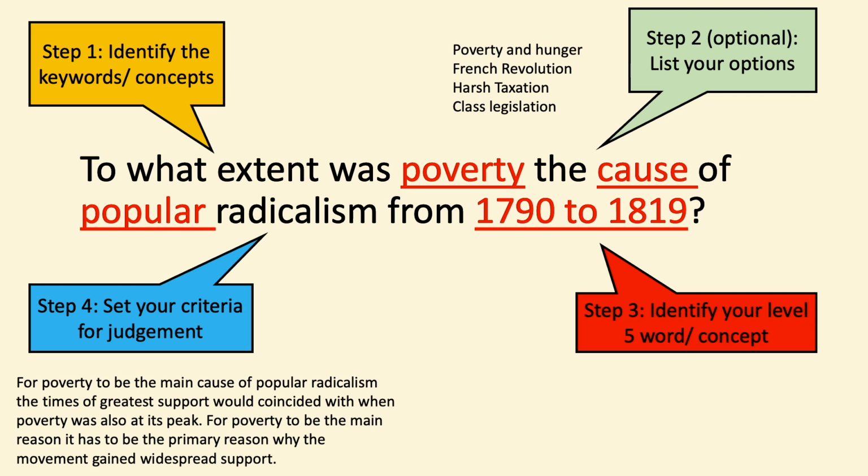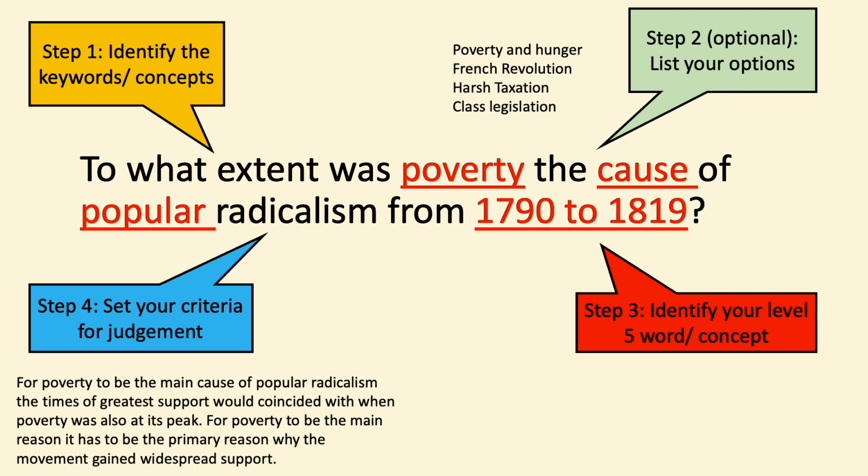So as per usual, we would go through the 4 steps. Step 1, as you can see, is identify the keywords or concepts, which I've done for you already on the question. Step number 2, list your options. A really good thing to do, even though it is technically optional. It will help you in the exam if it's a difficult question, and it helps you to think about the things that you could mention in this question and help keep your answers sharp and focused. That should only take you 60 seconds in the exam. It's not something you spend a lot of time on, and as you can see here, I've listed the possible options for this question being amongst poverty, French Revolution, harsh taxation and class legislation.